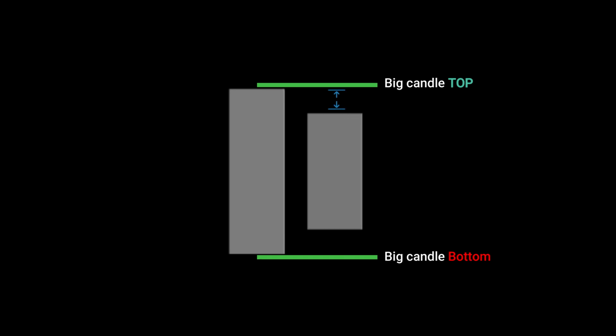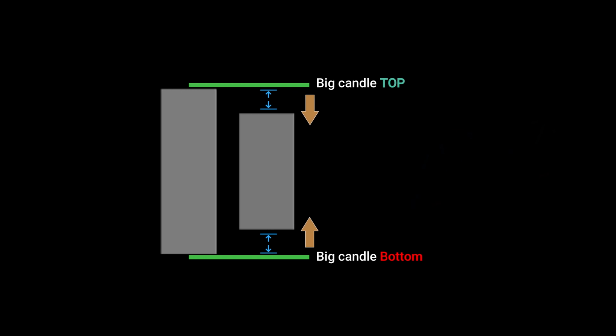An inside bar is a special pattern on a chart that happens when one candle fits inside another candle. The top of the small candle is lower than the top of the big candle. The bottom of the small candle is higher than the bottom of the big candle. In other words, the small candle's price range is completely inside the big candle's price range.